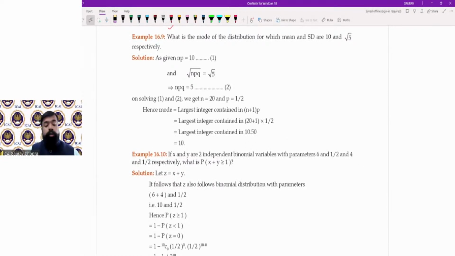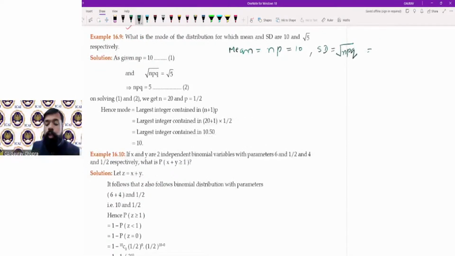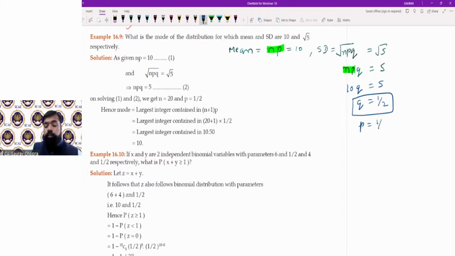So now let's move on to 16.9. It says, what is the mode if mean is 10? So mean, that is n into p, is equal to 10. And standard deviation, that is root NPQ, is equal to root 5. On squaring both sides, we see that NPQ is 5. So you can replace the value of NP here. So 10Q is equal to 5. Therefore, Q will be half. If Q is half, then of course P will also be half.